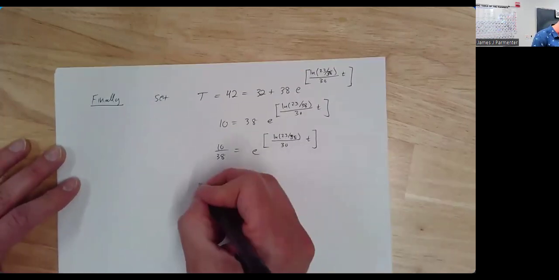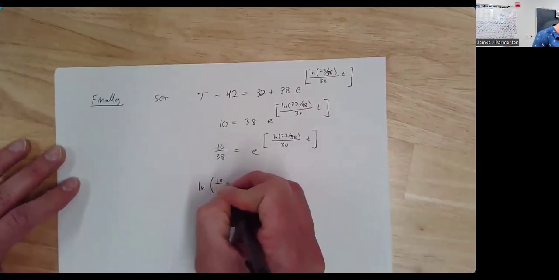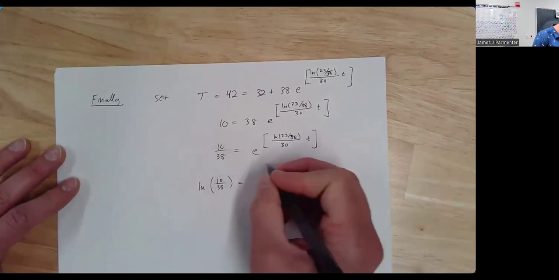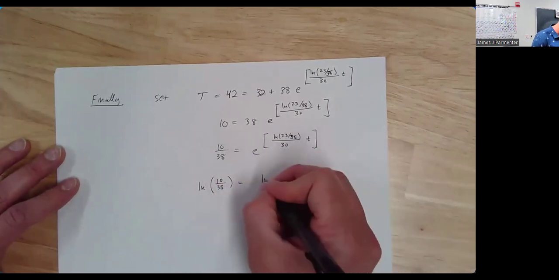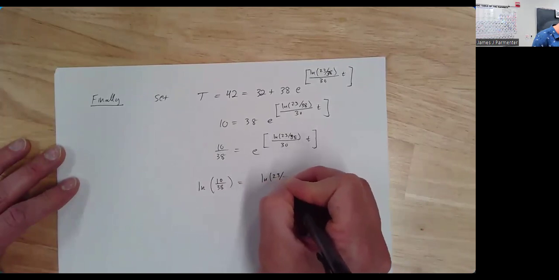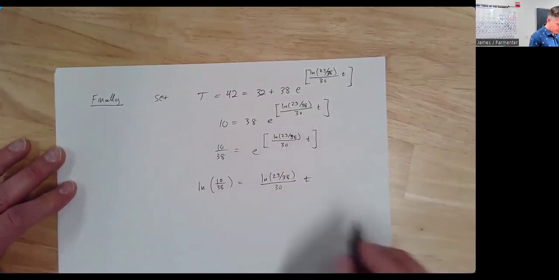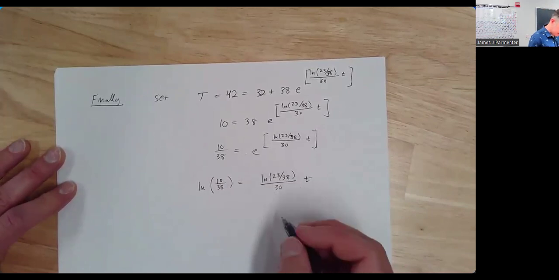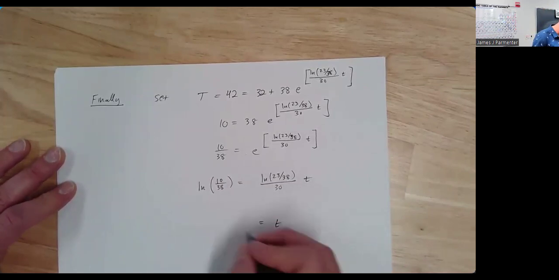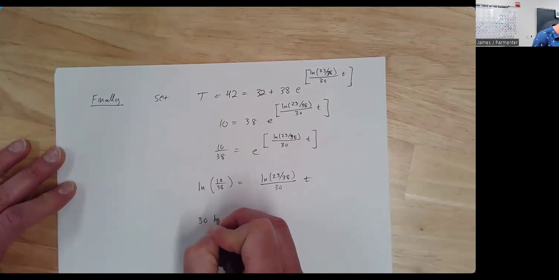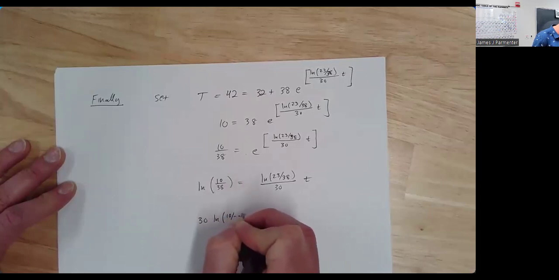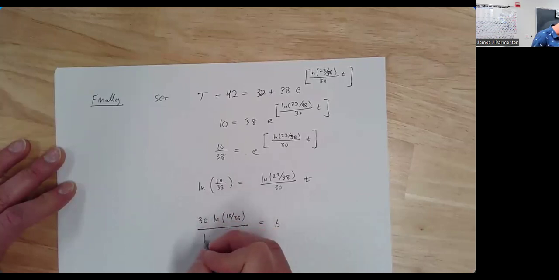Take the natural log of both sides, so the natural log of 10 over 38 is equal to the natural log of e to the stuff, which is just the stuff, plus the natural log of 23 over 38 divided by 30 times t. And then we multiply both sides by the reciprocal of this, so that t is equal to 30 times the natural log of 10/38 over the natural log of 23/38.